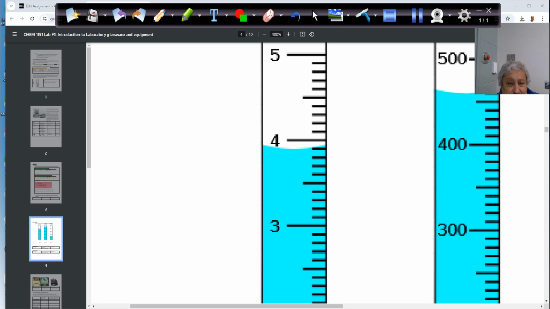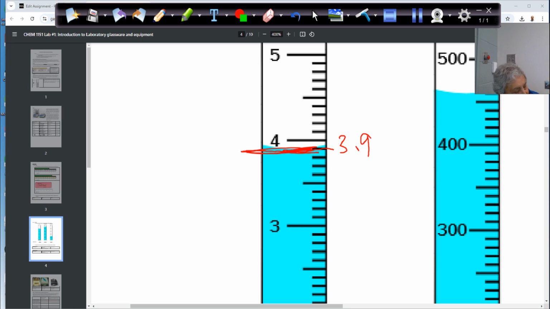So the meniscus will be somewhere. I have to draw it. So it's what, 3.9 I will say. 3.9, that's very accurate. At the bottom of the meniscus, the pen is not precise. So it's 3.9. I will add graduated cylinder.